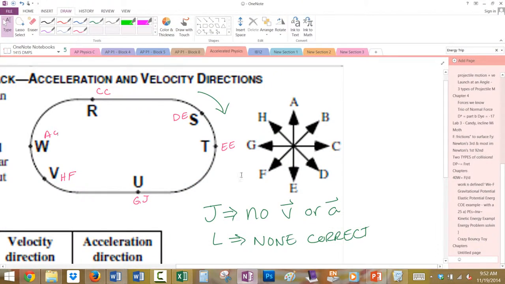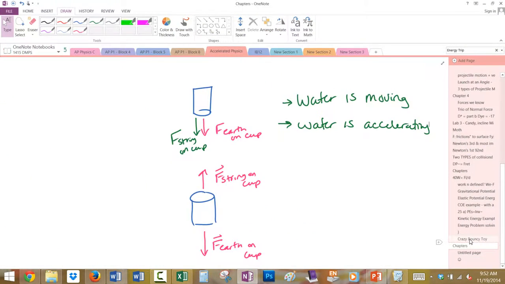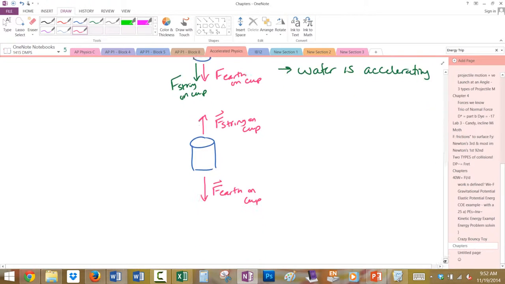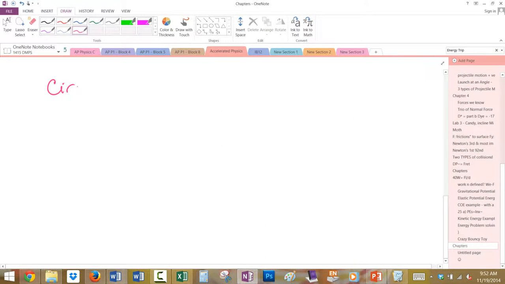So as this object is moving in a circle, the velocity is tangent, touching at one point. Tangent also means perpendicular to the radius.